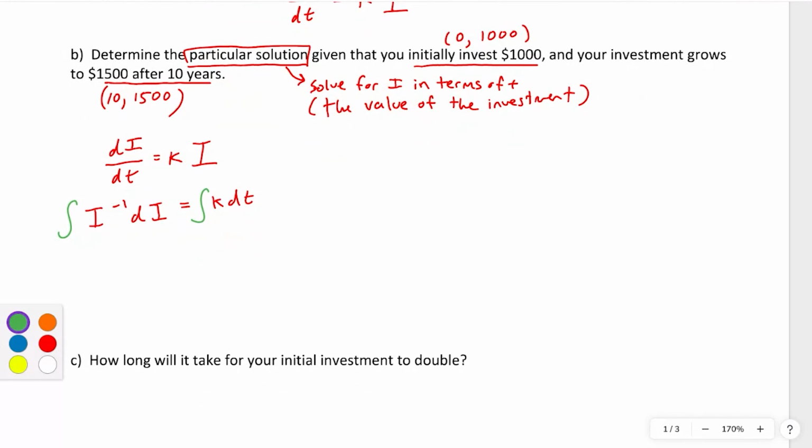So we know this integral, I to the -1. What's the integral of I to the -1 with respect to I? Natural log of the absolute value of the value of the investment. We're hoping that doesn't go negative, honestly. That would be a bad investment. Equals, now k is a constant. Again, it's like 5. So if I integrate 5 with respect to t, that becomes 5t. So in this case, it would just be kt plus c.